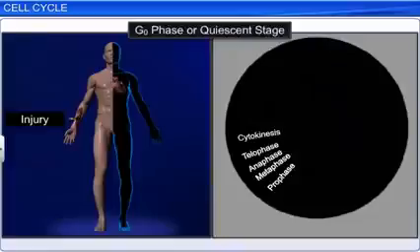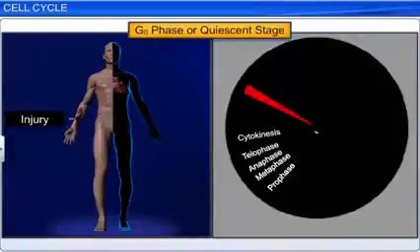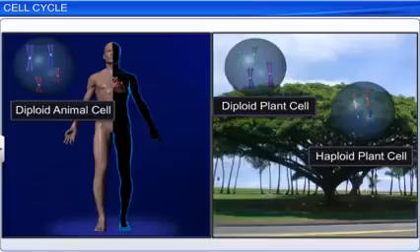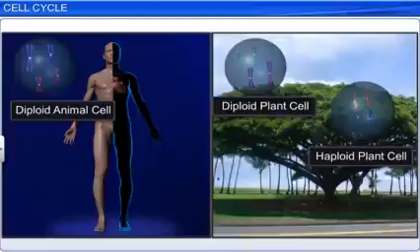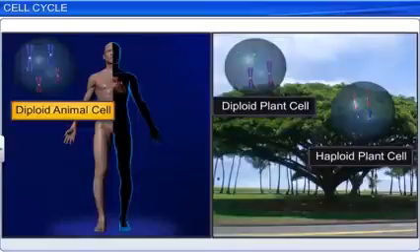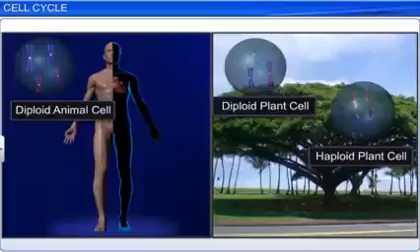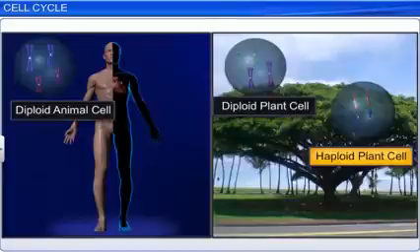Such cells that do not display further cell division exit the G1 phase and enter an inactive stage called the G0 phase or the quiescent stage. Cells in this stage remain metabolically active but proliferate only when the need arises. Moreover, in animal cells, mitotic cell division occurs only in diploid somatic cells, whereas in plants, it is seen in both haploid and diploid cells.